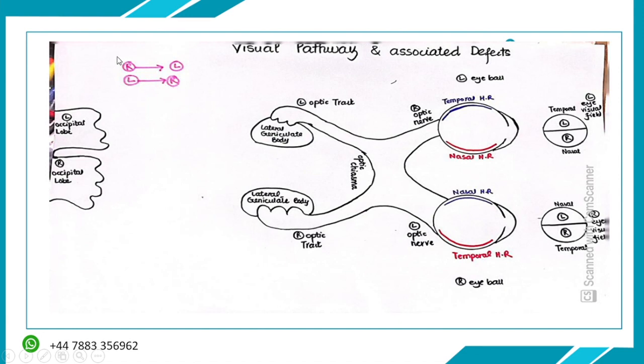Then any damage on the right side is going to cause a lesion on the left side, and any damage on the left side is going to cause a lesion on the right side. So when we interpret the associated visual pathway defects, we will see that anything damaging the right side is going to cause the defect on the left side, and anything damaging the left side is going to cause the defect on the right side. So you need to be very clear about it. Just remember it, and this will be very easy for you.